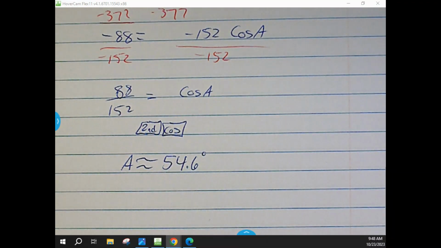Okay, so law of sines is a little bit more straightforward. Law of cosines takes you a little bit to work through to figure out exactly what it's going to be and what it's going to go with.